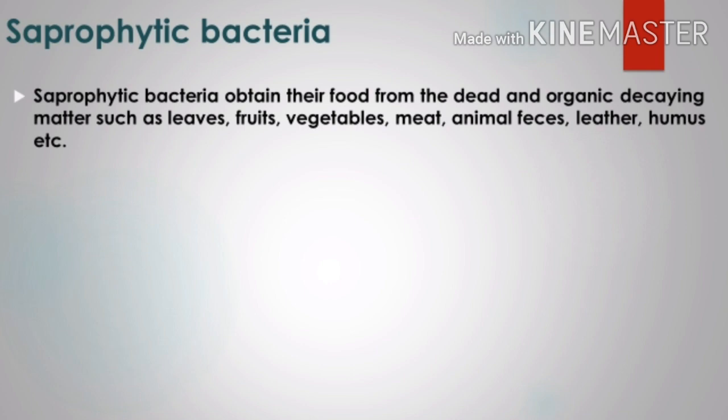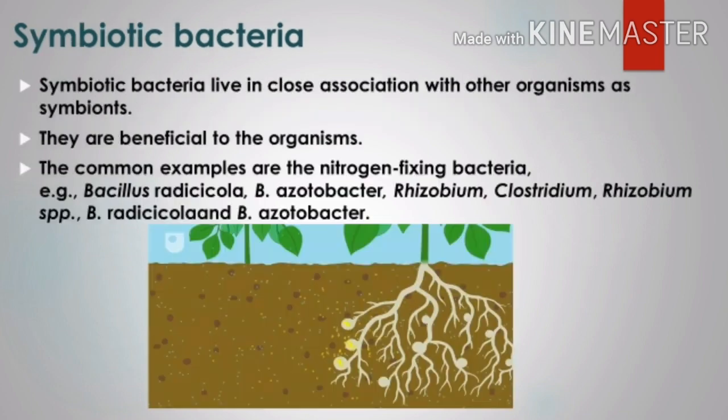Now let's see the third type of these heterotrophic bacteria, and that is symbiotic bacteria. Symbiotic bacteria live in close association with other organisms as symbionts. They are beneficial to the organisms, meaning there is no harm to the other organisms. The common examples are the nitrogen fixing bacteria, and these are Bacillus radicicola, Bacillus azotobacter, Rhizobium, Clostridium. All these are the symbiotic bacteria.